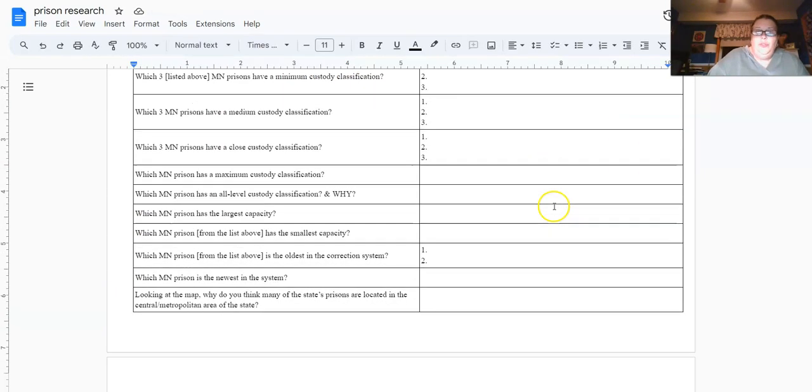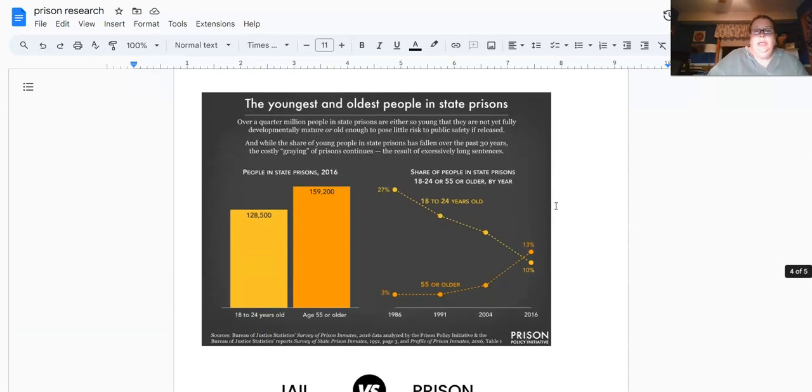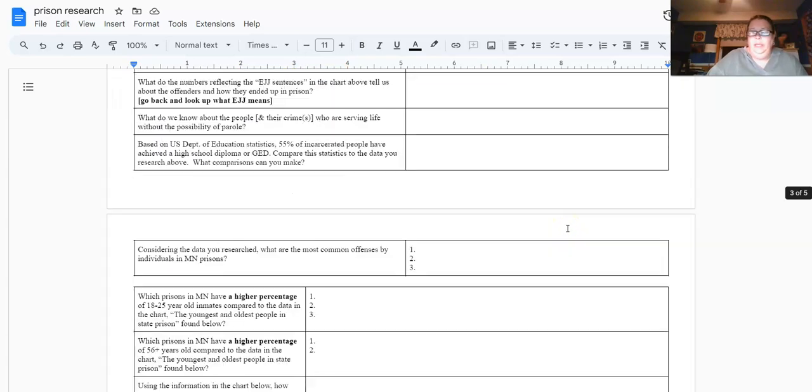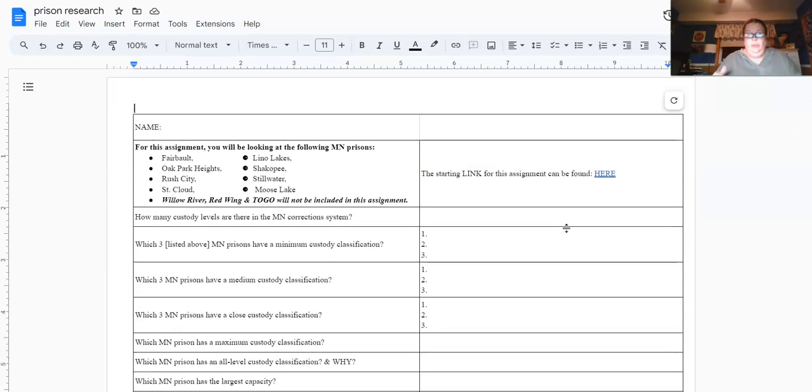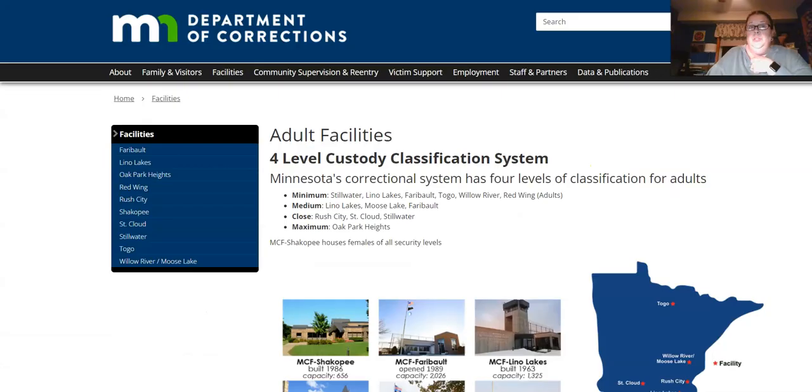Now, if you scroll down, it's going to look like a lot of material here, and I don't want anybody to panic on this. That's why I'm going through this in great detail for you. Once you get it open, the first thing you're going to need to do is open this link. This link will take you to a website that looks like this. This is the Minnesota Department of Corrections, their prison website. I want to go through this so we have an idea of what we're looking at.